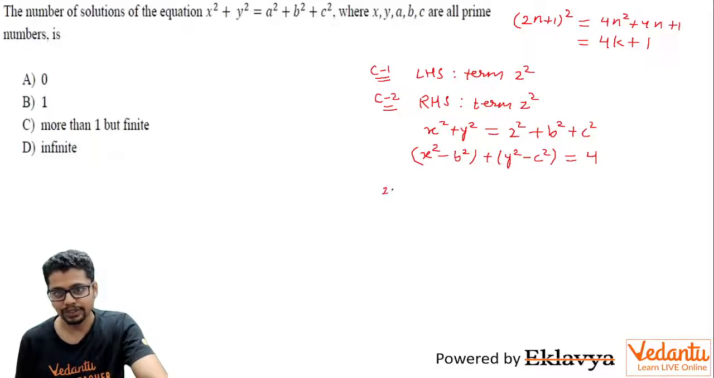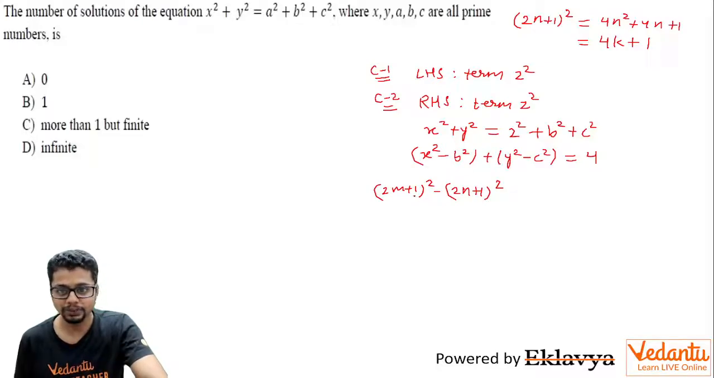Now my claim is, given that x, b, y, c are all odd prime numbers, let me take x to be 2m plus 1 and b to be 2n plus 1, let's say. So 2m plus 1 square minus 2n plus 1 whole square. The claim is that x square minus b square and y square minus c square both are divisible by 8, whereas the right hand side, which is 4, is not divisible by 8. So that means again you would not be getting any solution in case 2 also.